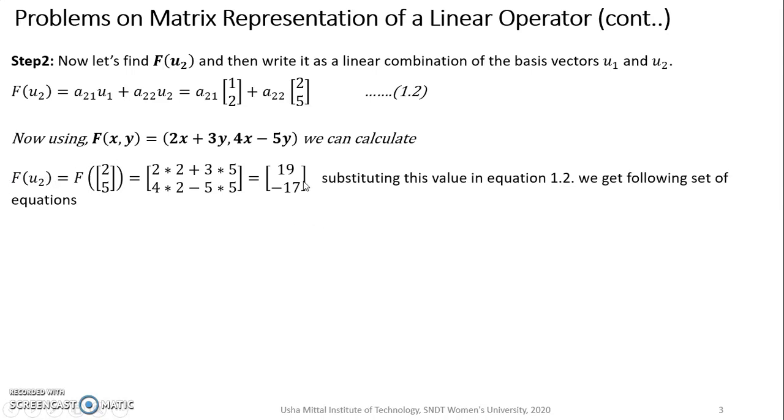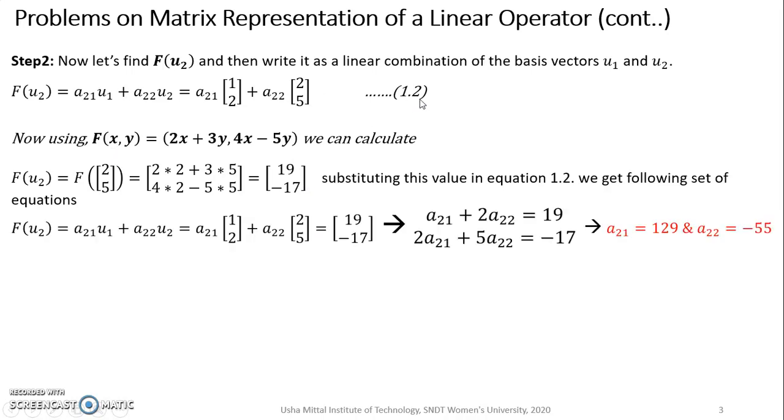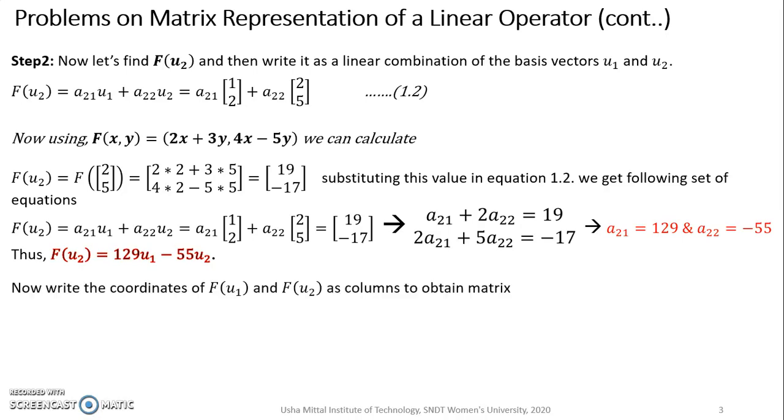We will get the values that we can substitute in equation 1.2 to get two sets of equations, by solving which we will get the values for a21 and a22 as 129 and -55 respectively. This we can substitute in equation 1.2 again to represent F of u2 as a linear combination of basis vectors u1 and u2.